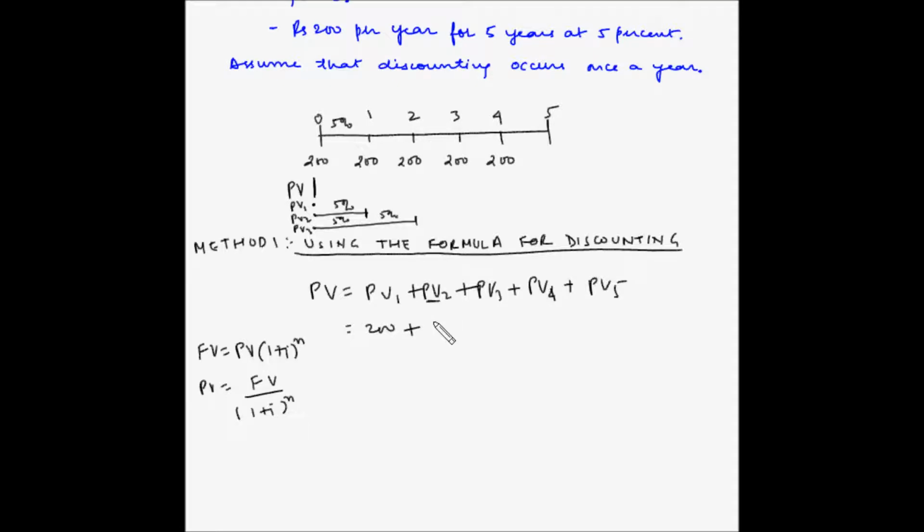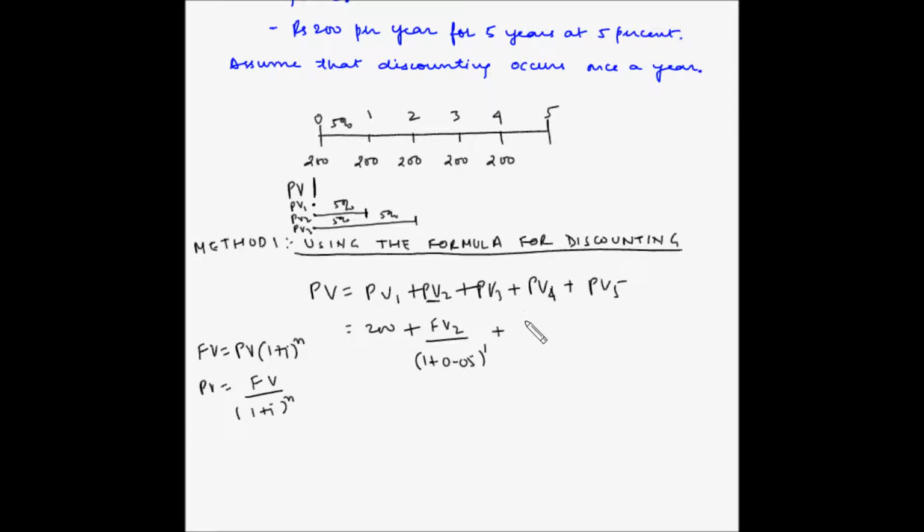So PV2 will become FV2 divided by (1 plus 0.05) to the power 1. Now why 1? Because this is being invested for 1 year and gaining interest of 5% for 1 year only.